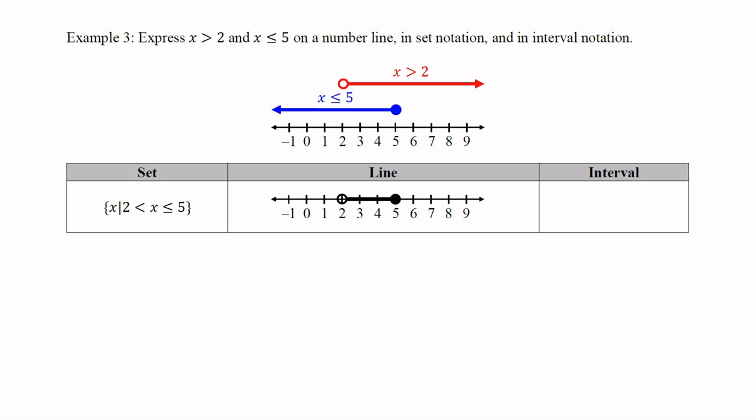And then for interval notation, it is, now that we have the number line, easy to write as the set of 2 to 5. The interval from 2 to 5, including the 5, so we use a bracket on the 5.